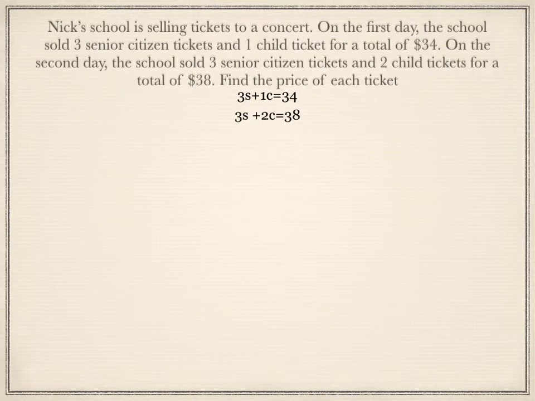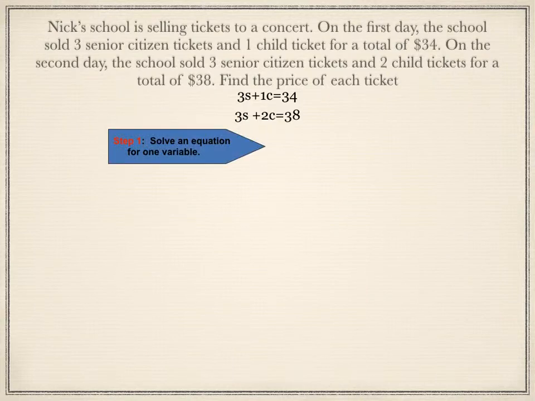So I went ahead and picked variables. I put S for senior citizen tickets and C for child tickets. So that first equation looks like this: 3 senior citizen tickets plus 1 child ticket is equal to $34. Then the next equation, 3 senior citizen tickets plus 2 children's tickets is equal to $38. Then we're going to use our steps again.